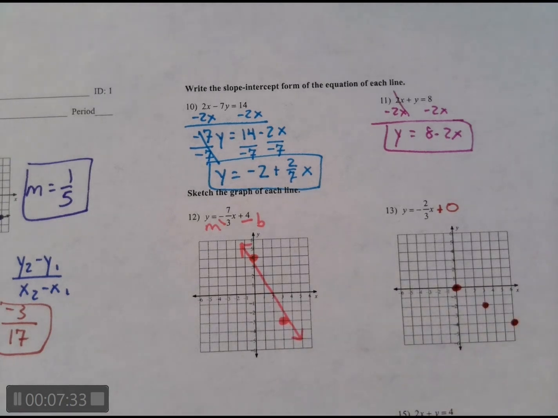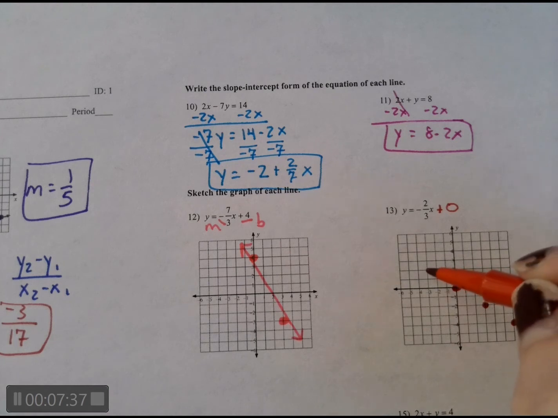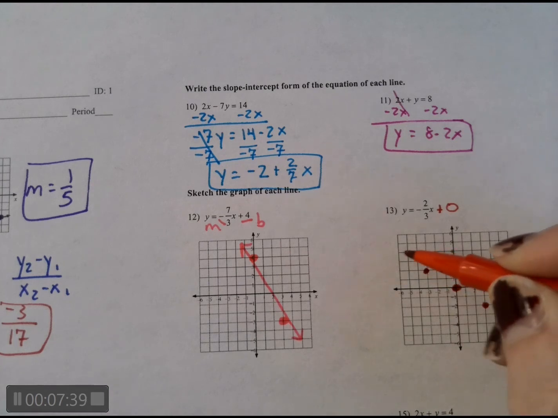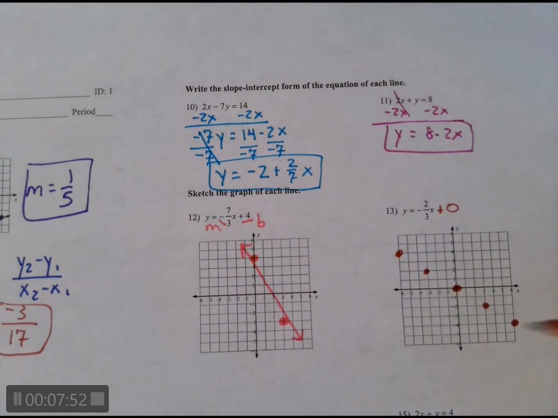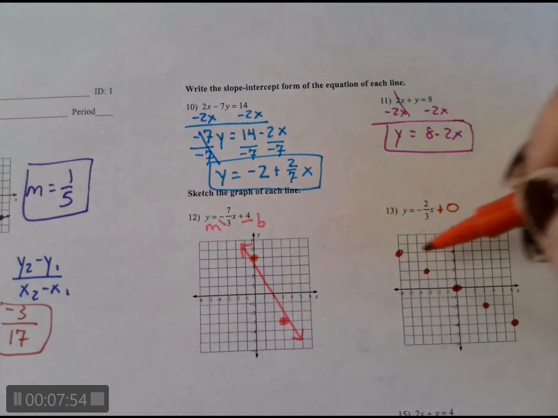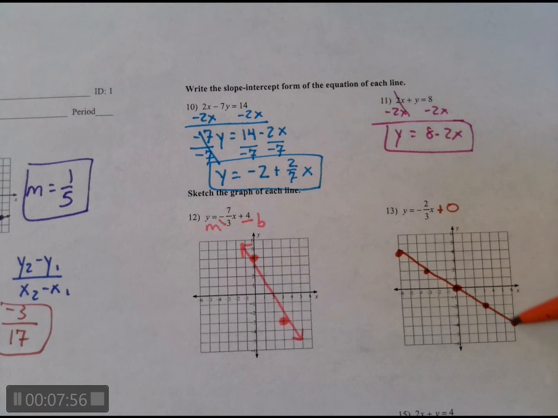Okay? And then the opposite of that would be up 2 to the left 3. And the reason this works is because if we started at our leftmost point and went down 2, 1, 2, and to the right 3, 1, 2, 3, we end up with the same point. Okay? So if you're ever not completely sure about this, just make sure that you try it the other way.